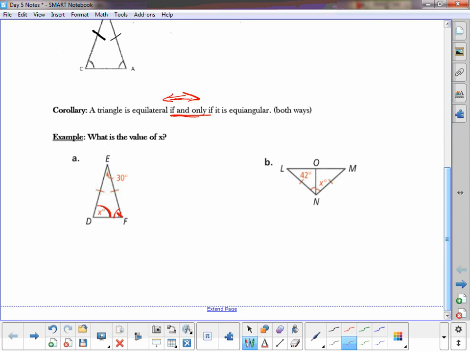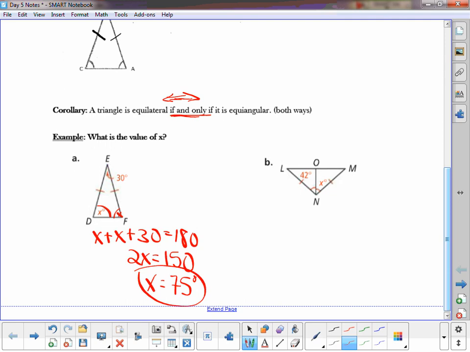Alright, how many degrees are there within a triangle? 180. So I've got 2x plus 30 equals 180, or 2x equals, subtract my 30, 150. So what does x equal? 75. It's 75.